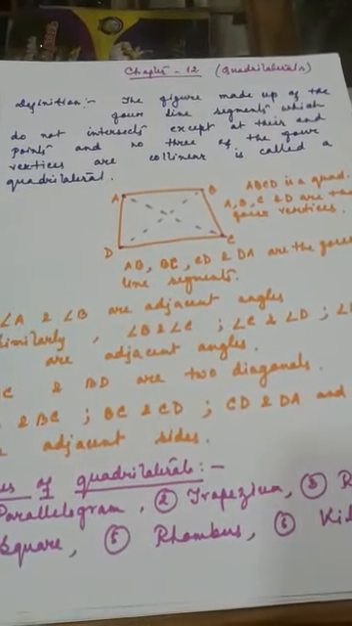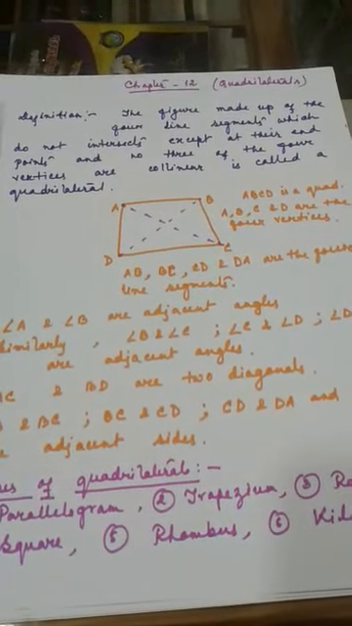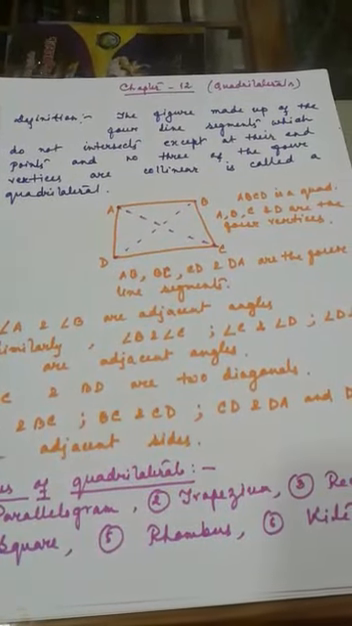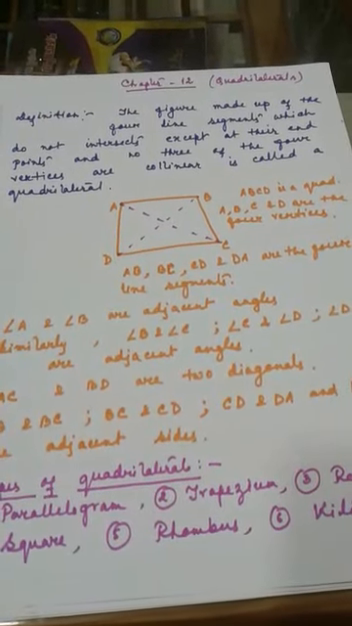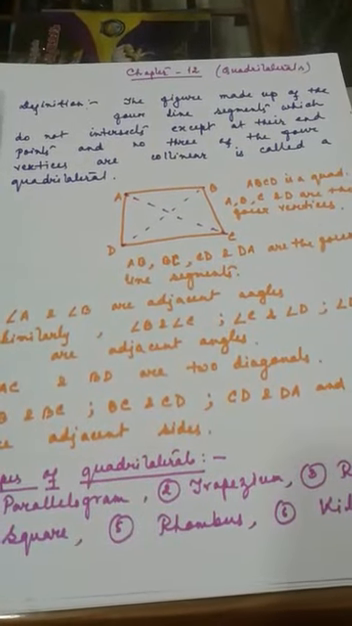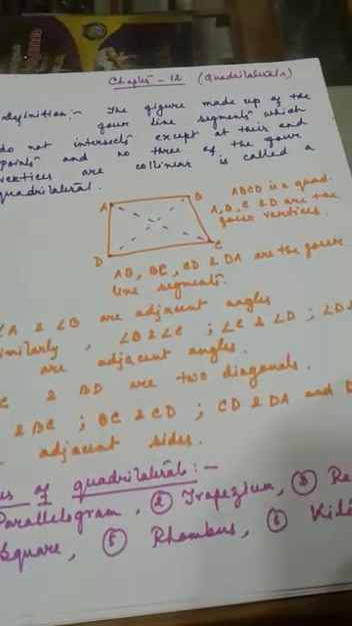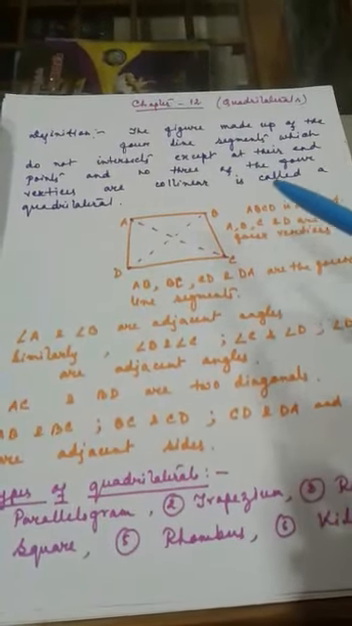All of you know about the polygon. What is a polygon? A polygon is made up of line segments. Now, it's a closed figure. A quadrilateral is also a kind of polygon which has 4 sides. Okay?